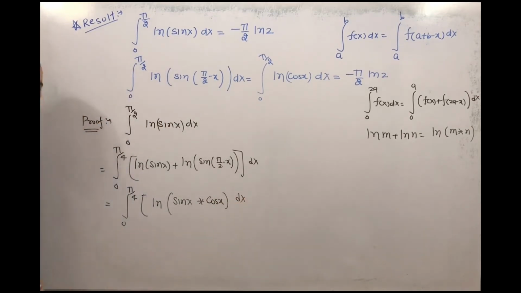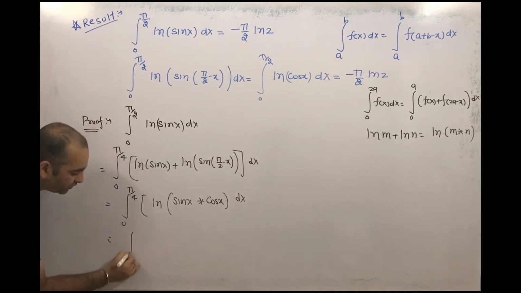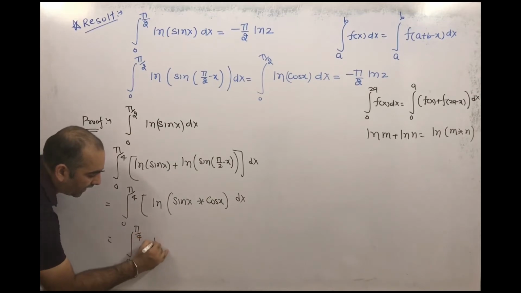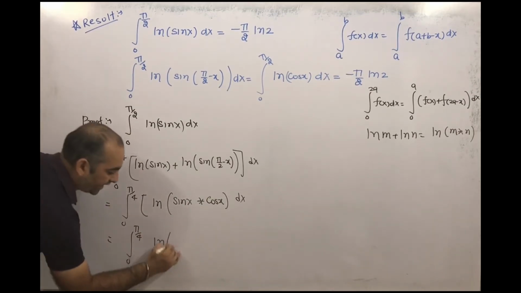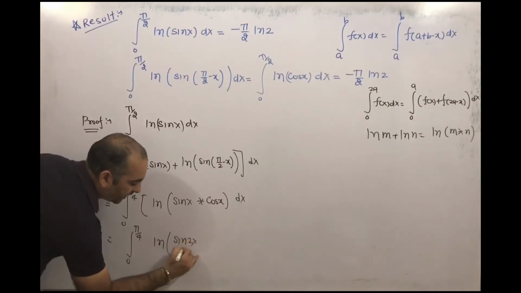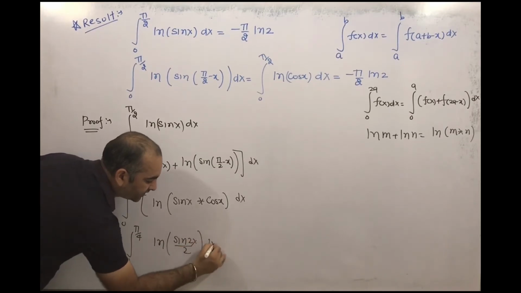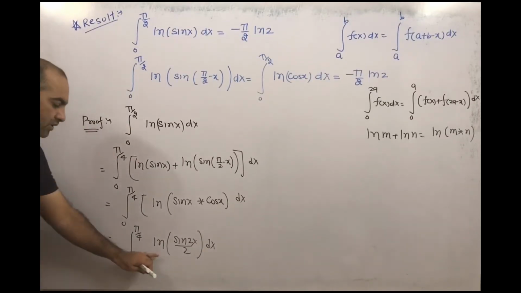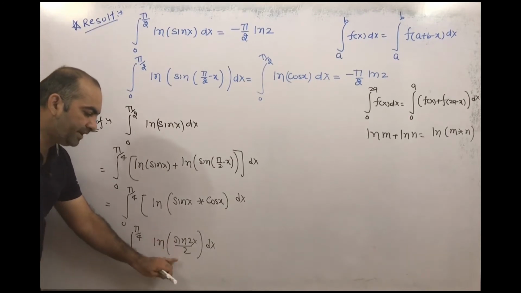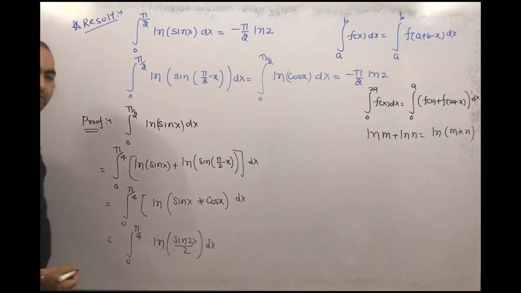This one we can write as integration 0 to pi by 4 of ln of sin 2x divided by 2 dx. Here we are using the logarithmic property: ln of m by n we can write as ln m minus ln n. So this one we can write as what?